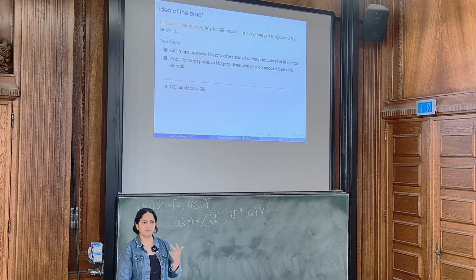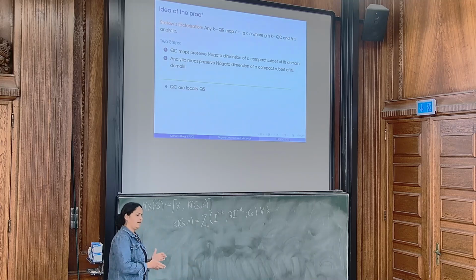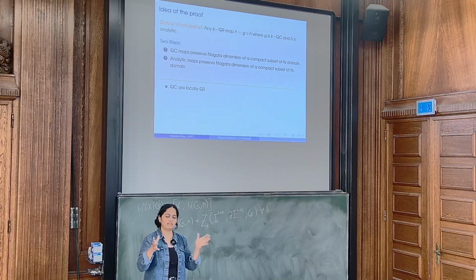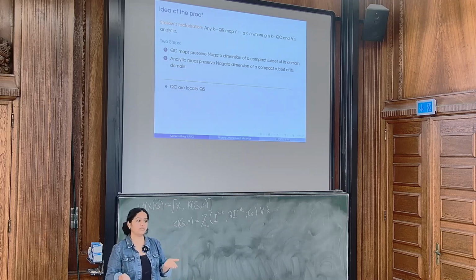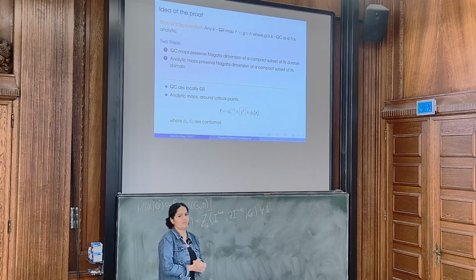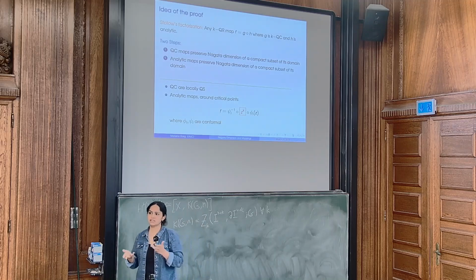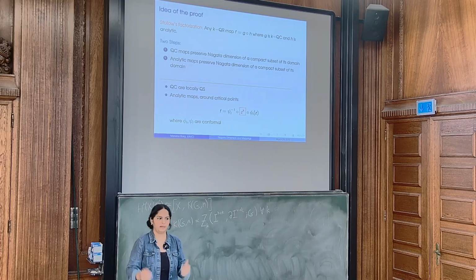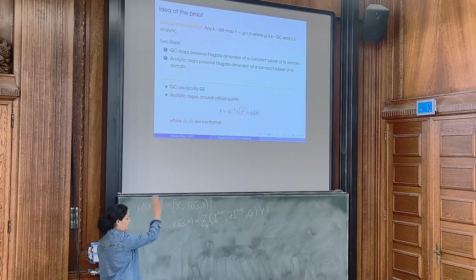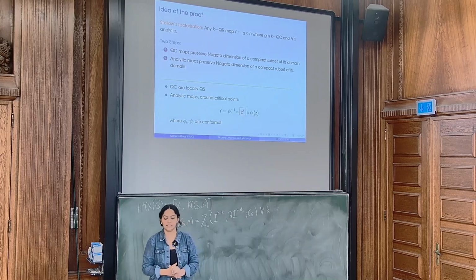Now, for quasi-conformal maps, the proof is a bit easier because they are locally quasi-symmetric, and by a result of Lang-Schlichenmaier, we can have a finite subcover of the space, and on each element of the cover, Nagata dimension will be preserved because it is quasi-symmetric there. However, for analytic maps, we use the property that any analytic map around a critical point can be written as a composition of conformal maps and a monomial. And really, the point boils down to proving whether polynomials preserve Nagata dimension or not.